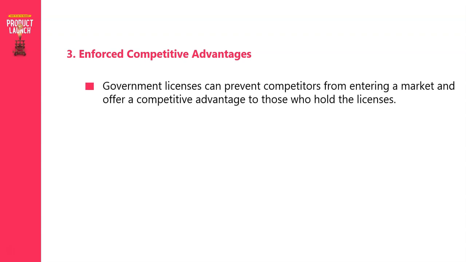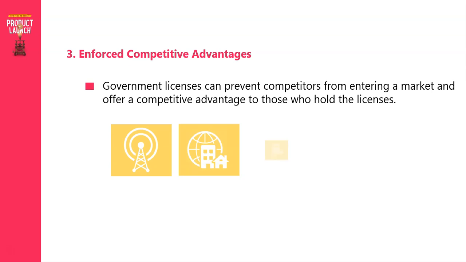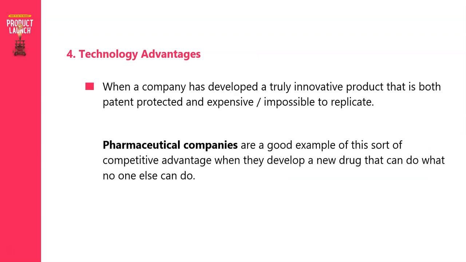3. Enforced competitive advantages. Government licenses can prevent competitors from entering a market and offer a competitive advantage to those who hold the licenses. Telecommunications, infrastructure, transit, and energy companies are often an example of this. 4. Technology advantage. When a company has developed a truly innovative product that is both patent protected or impossible to replicate. Pharmaceutical companies are a good example of this sort of competitive advantage when they develop a new drug that can do what no one else can do.